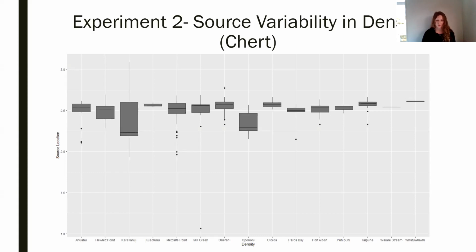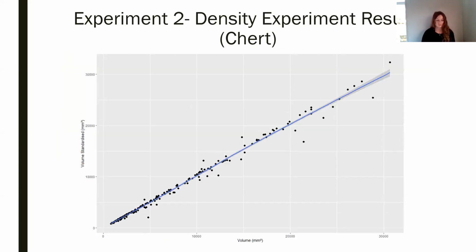2.75, with Opunoni as another exception that has an average range shifted lower than most other sources, but this does not extend below the Karakonui range. Most sources are centered around 2.5, with the exception of Karakonui and Opunoni, whose centers are shifted lower than most other sources. The volumes for chert using standardized density values are highly correlated with the actual volume of flakes measured using hydrostatic weighing. The R value of 0.99 indicates a very strong relationship with a significant p-value.